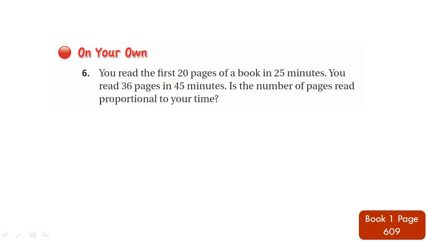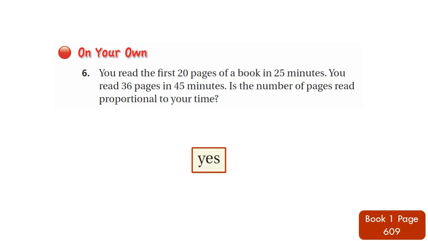Welcome back. Let's check the solution. Yes, it's proportional. You see, by setting up the ratio 20 over 25 and then 36 over 45, we can cross multiply the 20 pages by 45 minutes and the 25 minutes by 36 pages. The result in both ratios multiplied in product should be 900, a perfect match.